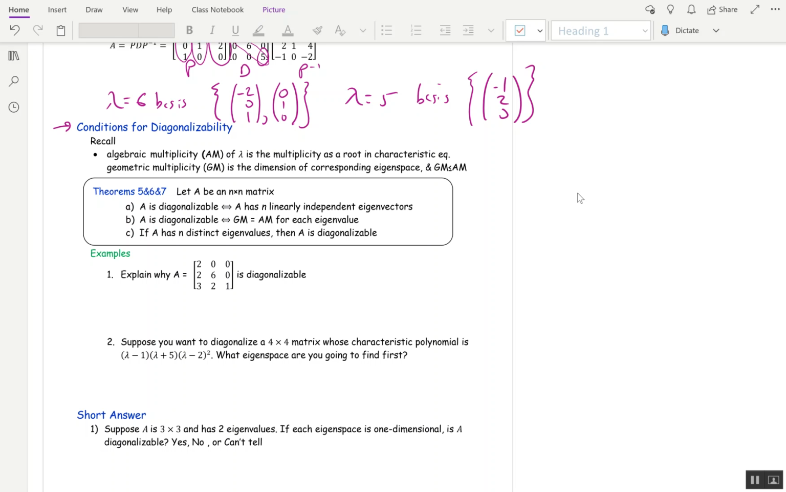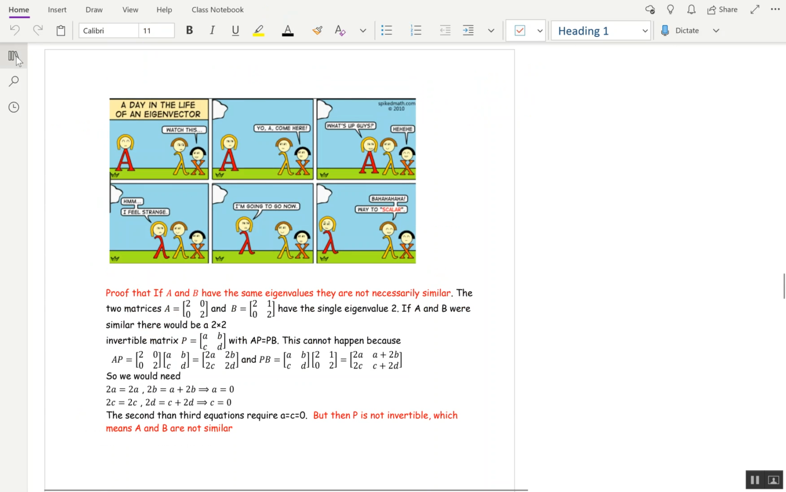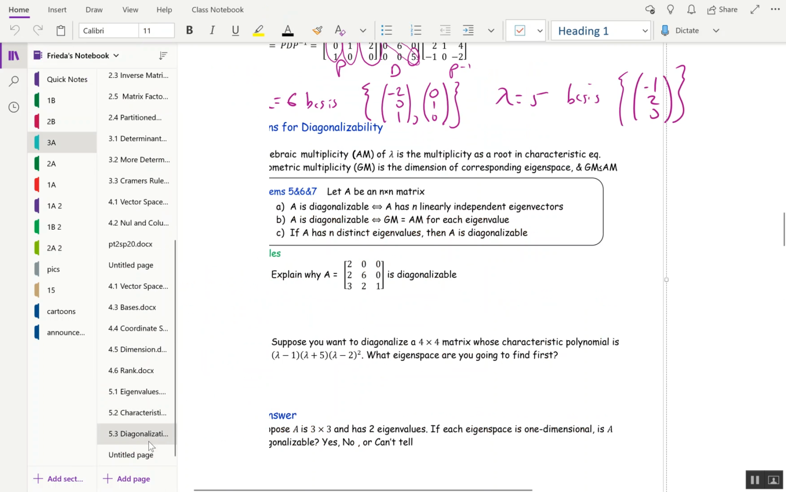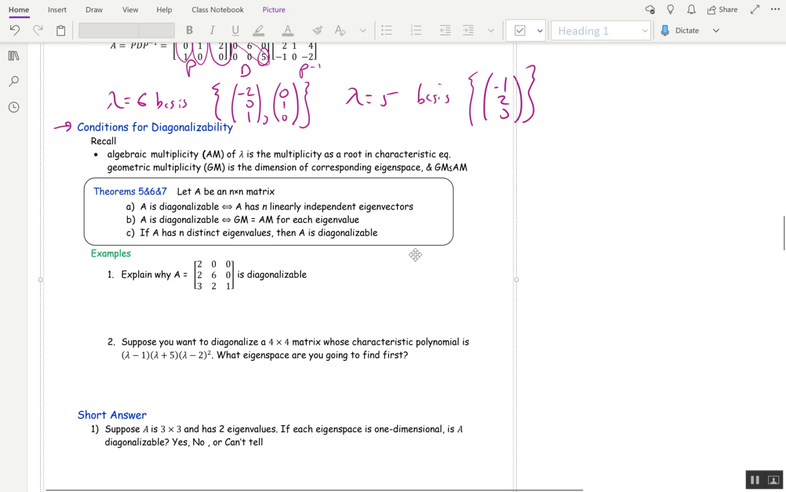This is the last part of section 5.3, and we want to talk about theorems telling us when a matrix is diagonalizable. So let's look at theorems 5, 6, and 7, which I put into one box for you in your textbook. The first theorem, which we talked about last time, is the big theorem that says A is diagonalizable if and only if A has n linearly independent eigenvectors. The second theorem says A is diagonalizable if and only if the geometric multiplicity is equal to the algebraic multiplicity for each eigenvalue.